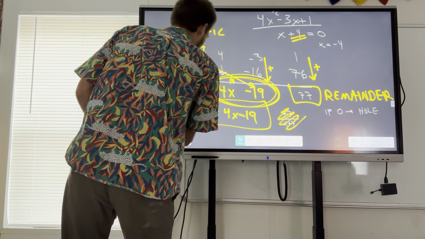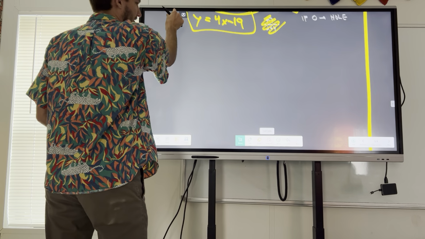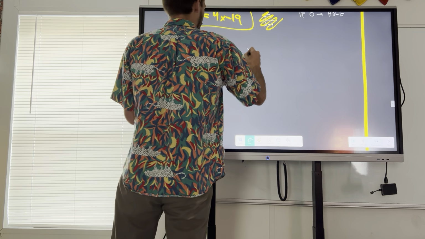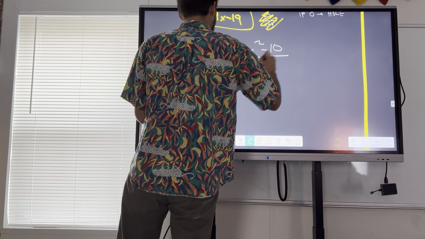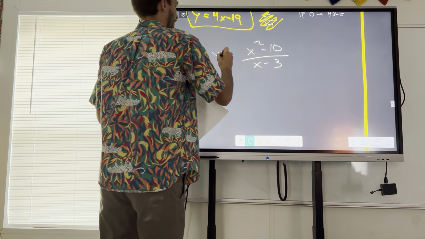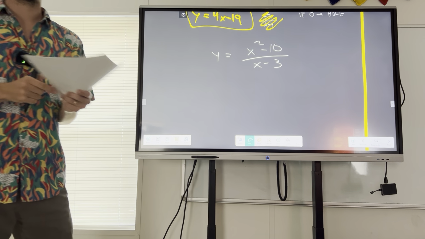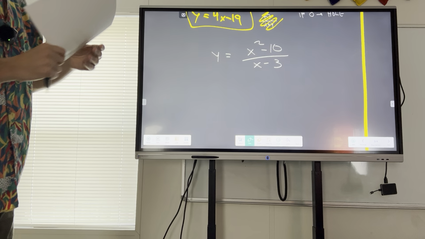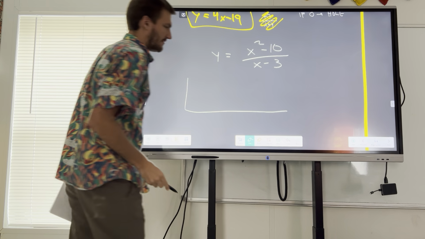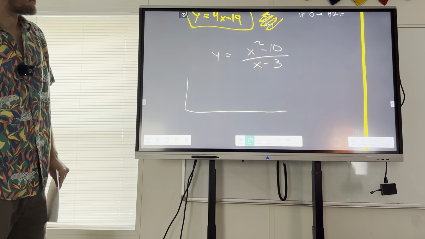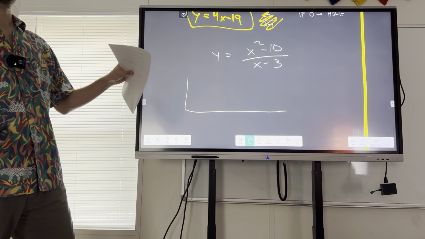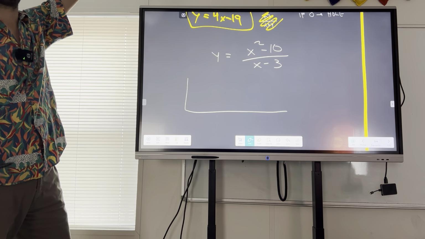Now, that's your synthetic division reminder. Here's your synthetic division question that's much faster: x squared minus 10 divided by x minus 3. Can you find me the slant asymptote? Up first, make your synthetic division little box. Up next, coefficients. What are the coefficients of the top function?